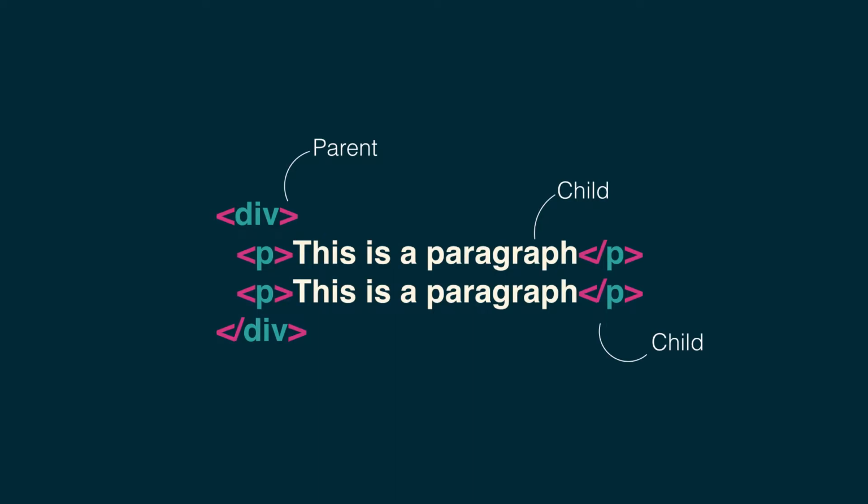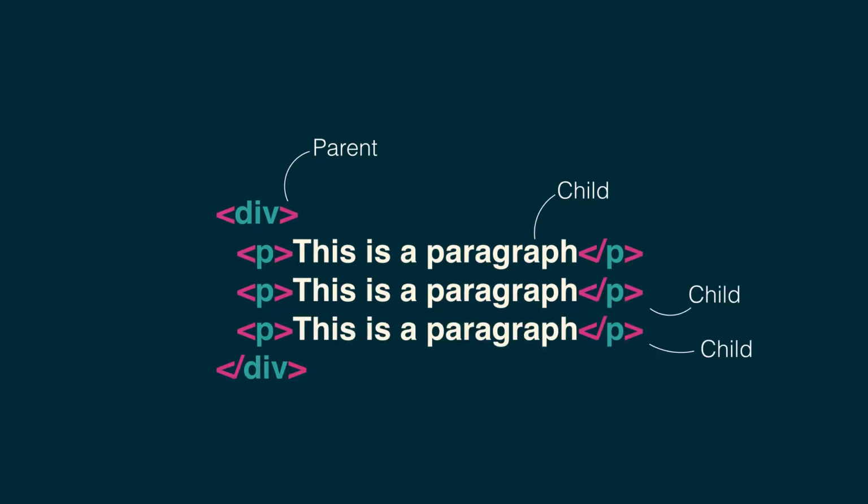So now you still have one parent and two children. So in this case, you have the div, and then you have the two children. And we can keep going. You can add three children. But you still have the same kind of parent-child setup.